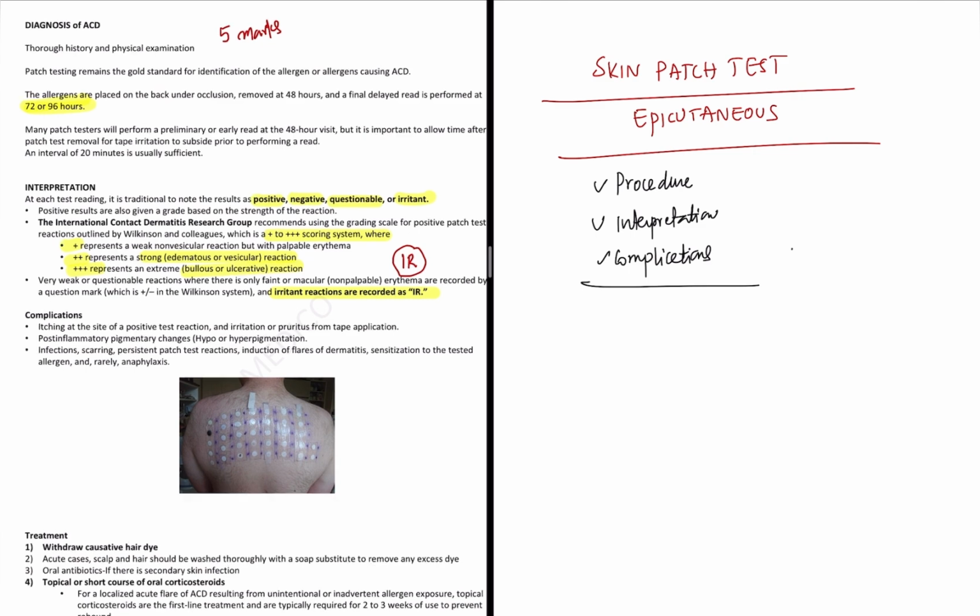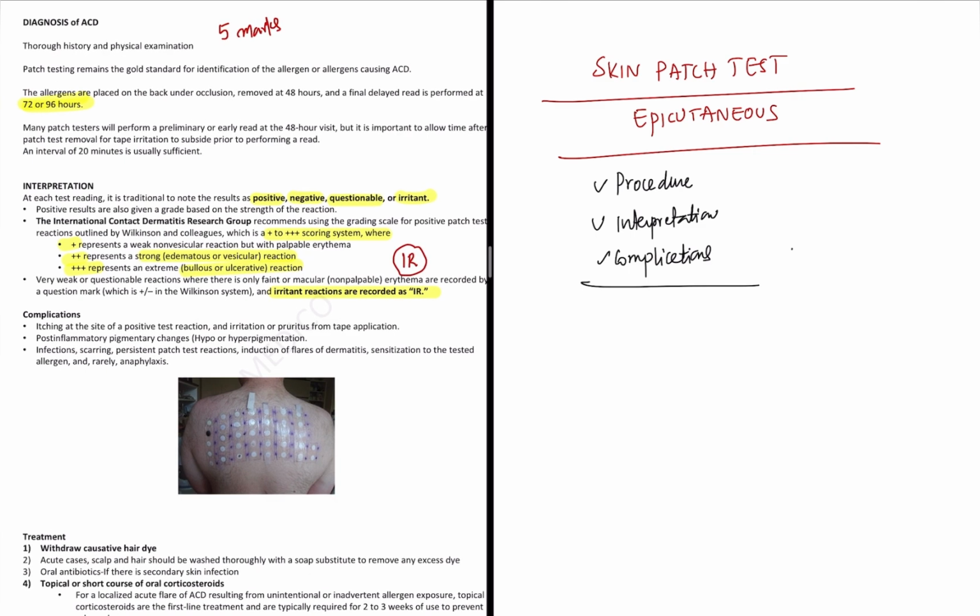When we do skin patch test, at the site there will be some itching and irritation because of the tape application. In hyper-responsive patients, they might land up with post-inflammatory pigmentary changes. This can be hypo or hyperpigmentation. Infections can be there, scarring can occur. Sometimes even after removal of the patch, there will be persistent patch test reactions.